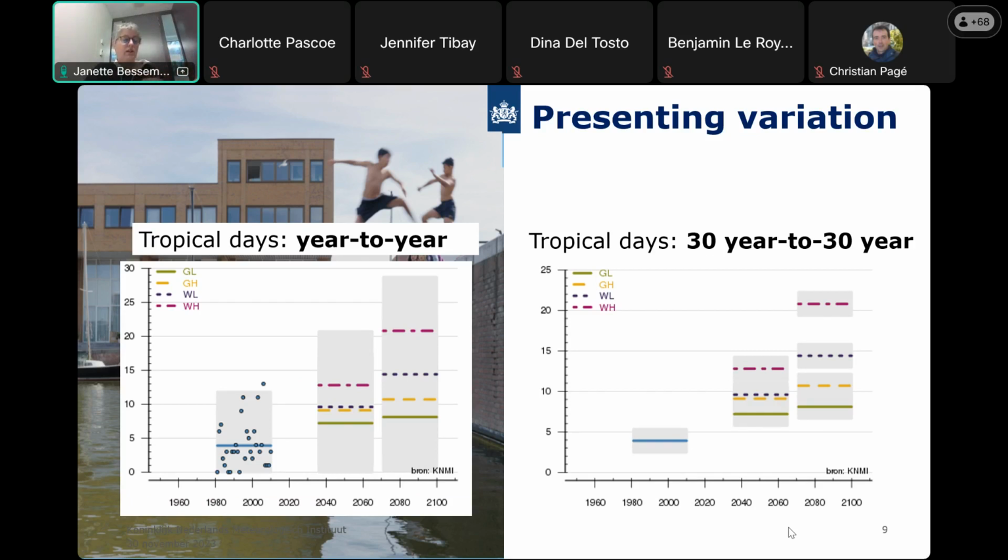You look at agriculture, ecosystems, water management, what is most important for them is the year-to-year variation. And with a lot of effort from my side, we also decided to present some figures with the year-to-year variation. And here they are presented side by side. And I think it's useful to give the users both types of information.